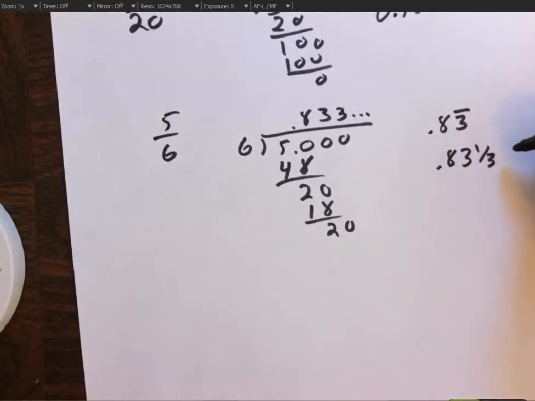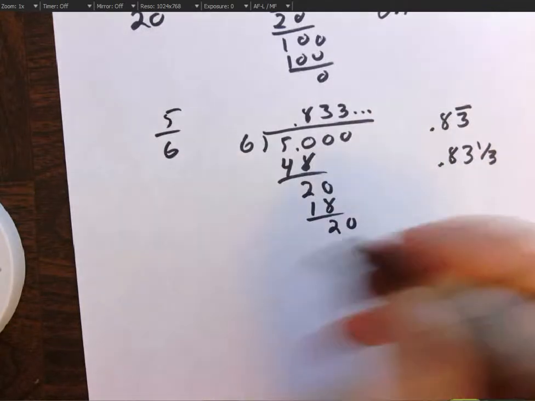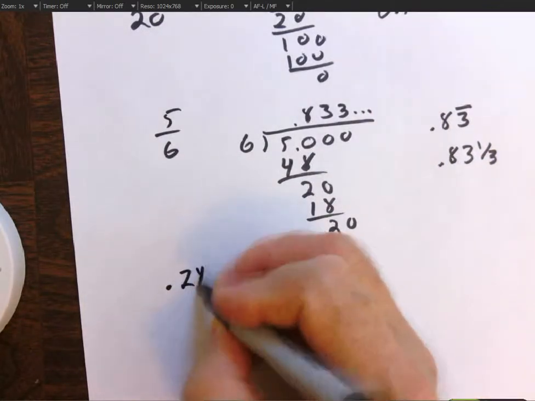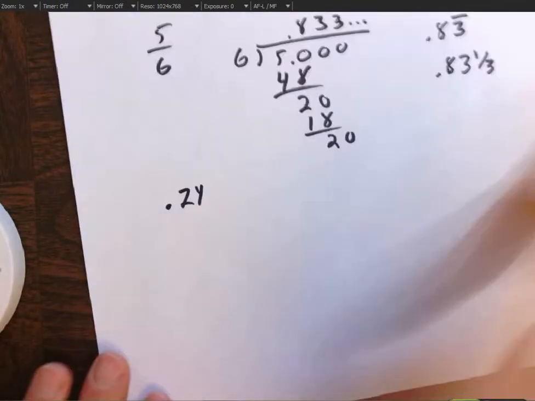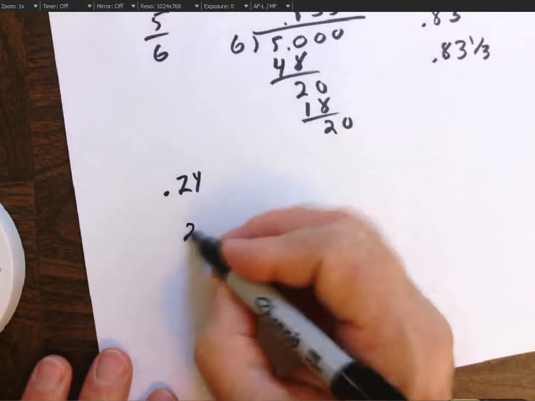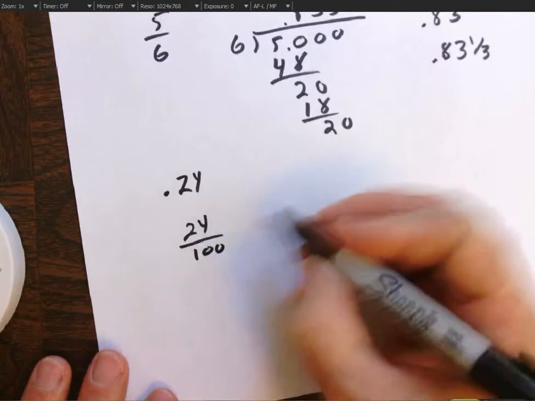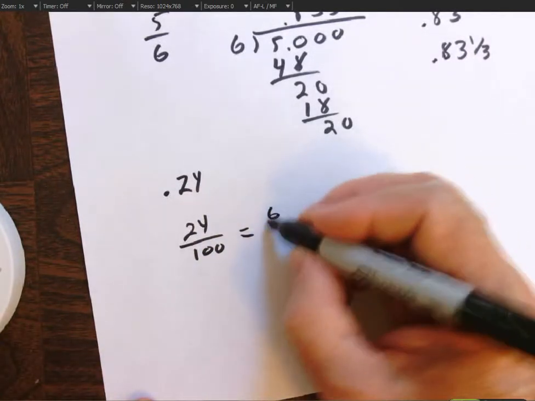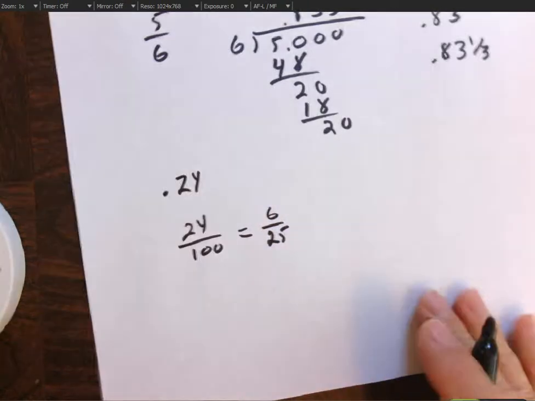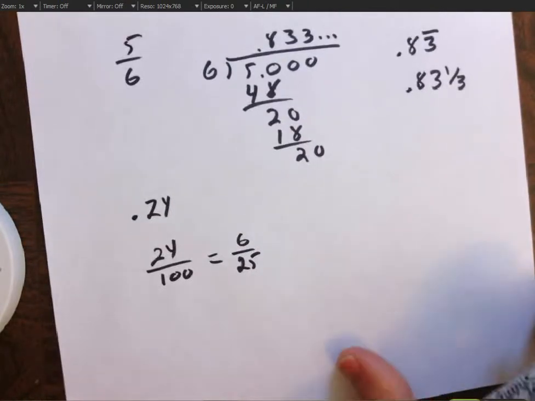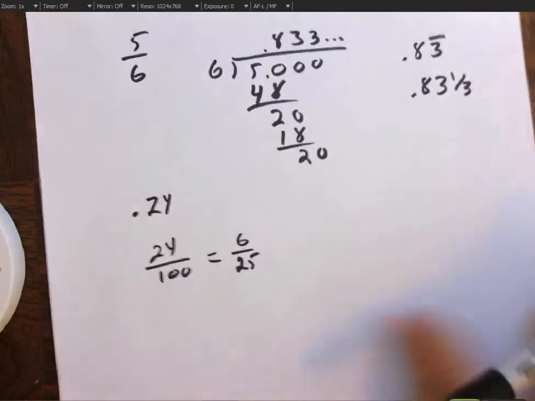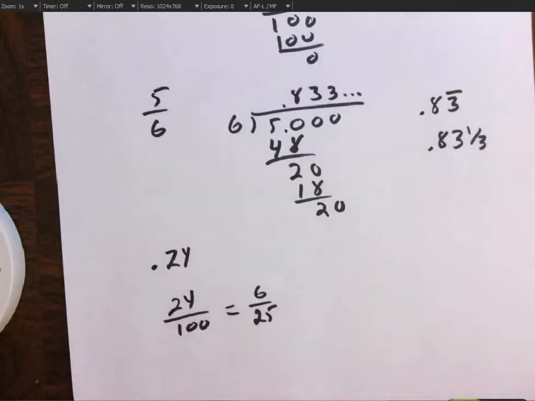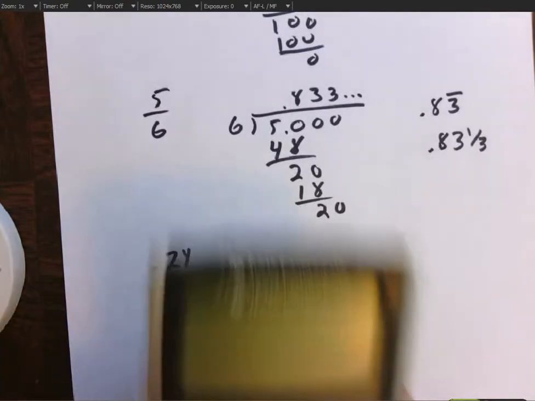Going the other way, repeating decimals aren't so easy, but terminating ones are easy. If I have a terminating decimal like 0.24, well, that's in the hundredths place, so I'm going to write 24 hundredths. And then I just reduce it. And I see 4 goes into both of them, so 6/25. Okay? I won't show you what to do with the repeating decimal. That's a little trickier.